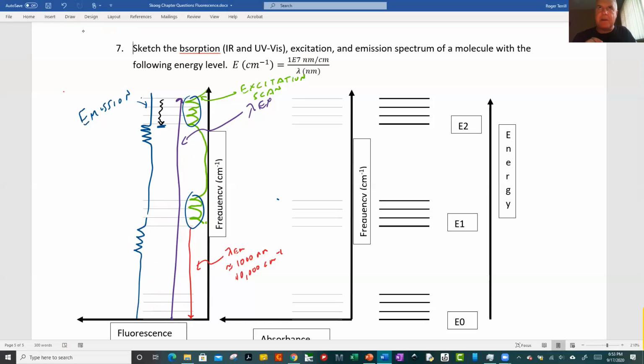So, for the emission spectrum, there is a fixed excitation wavelength, right? A fixed excitation energy. And that excitation energy is indicated in purple.